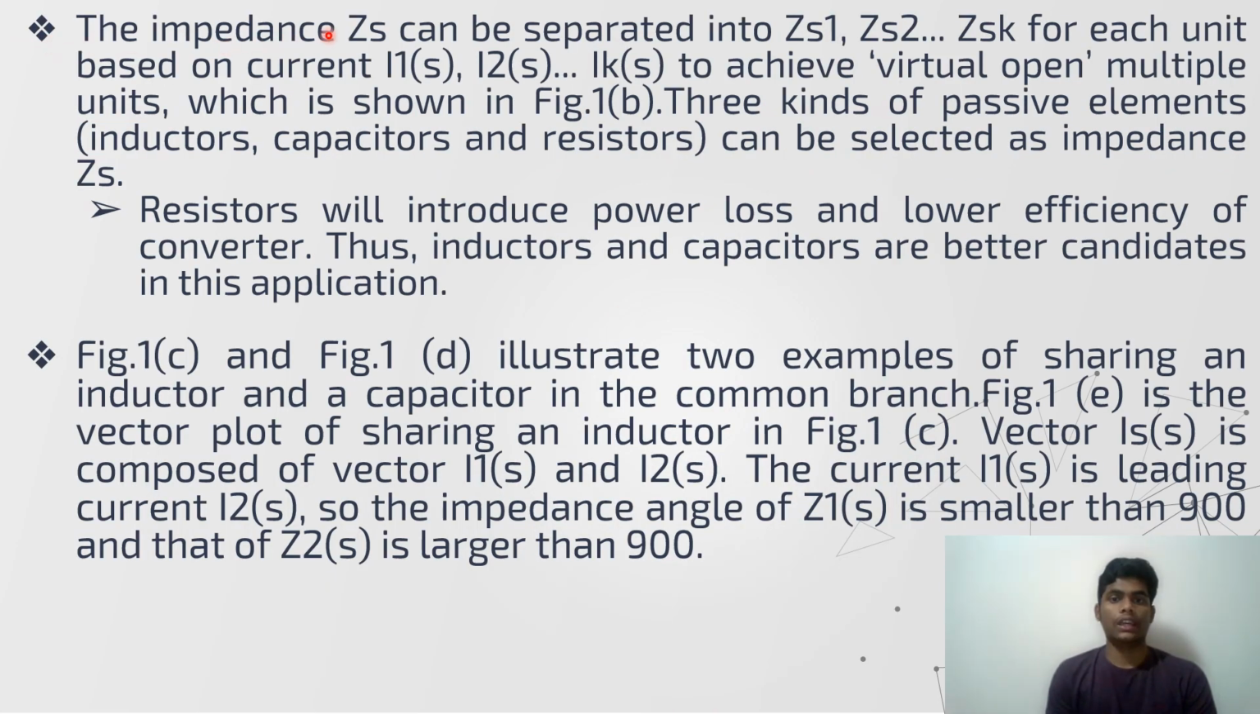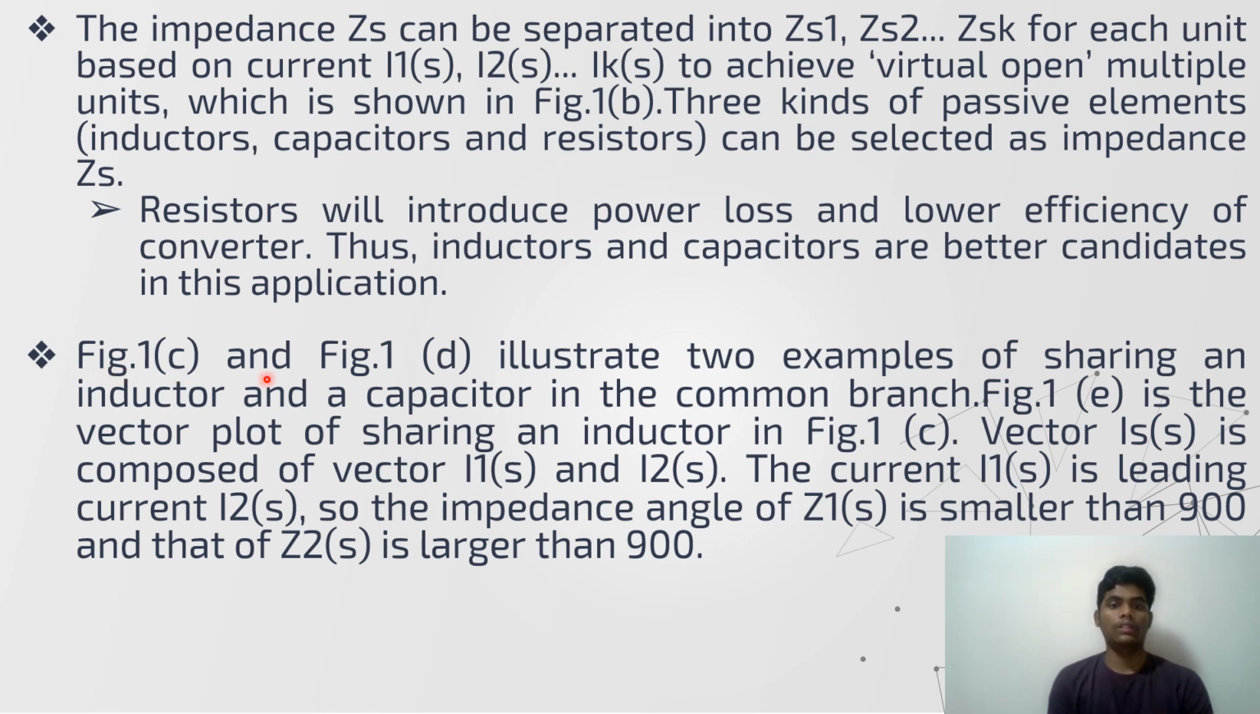The impedance Zs can be separated into Zs1, Zs2, up to Zsk for each element based on current I1, I2, up to Ik, to achieve virtual open multiphase units, which is shown in figure 1b. Three kinds of passive elements like inductors, capacitors, and resistors can be selected as impedance Zs. Resistors will introduce power loss and lower the efficiency of the converter. Thus, inductors and capacitors are better candidates in this application.